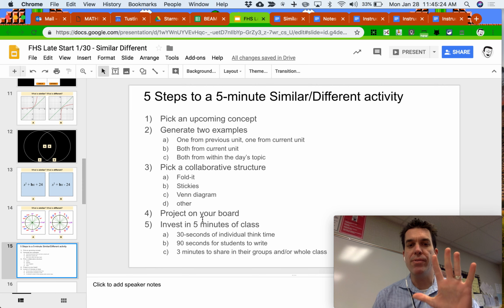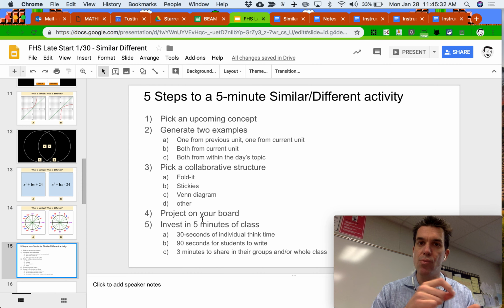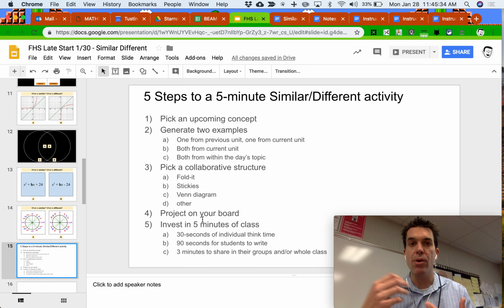And step number 5, invest 5 minutes of class, right? So maybe 30 seconds of individual think time, quiet individual think time, 90 seconds of students writing something and preparing for step 3, and then 3 minutes to share in their groups and or the whole class.